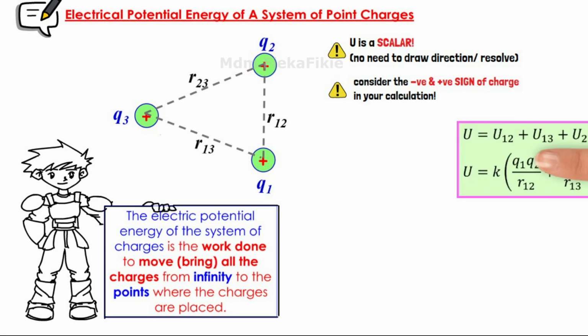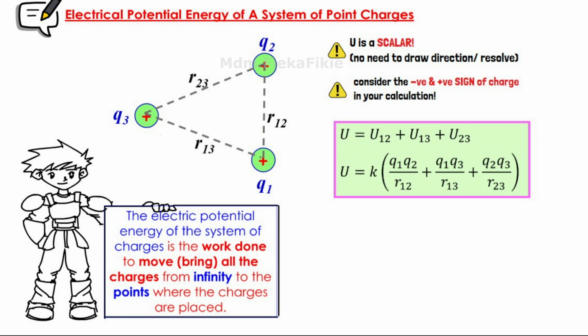Jadi based on this diagram, in order to calculate the electric potential energy of the system, so U is equal to U between 1 and 2 plus U between charge 1 and charge 3 plus U between charge 2 and charge 3. So kita kena tambahkanlah semuanya. So equation U adalah KQ1 Q2 over R, tak ada squared ya. So kita selesaikan dan kita akan dapat jawapan sekiranya jawapan minta kita untuk kira electric potential energy of a system.